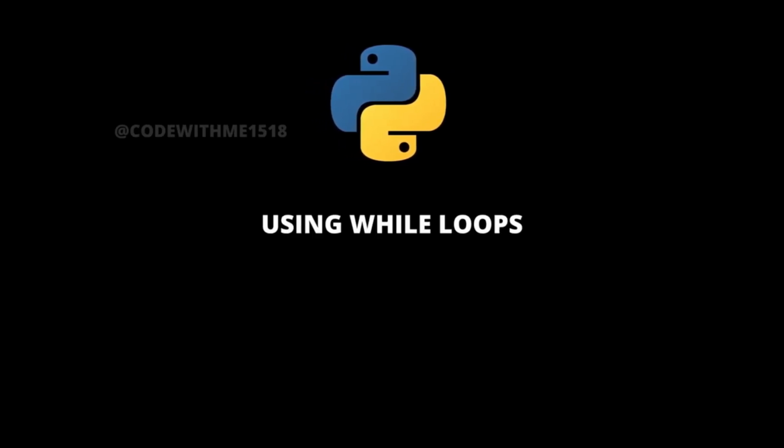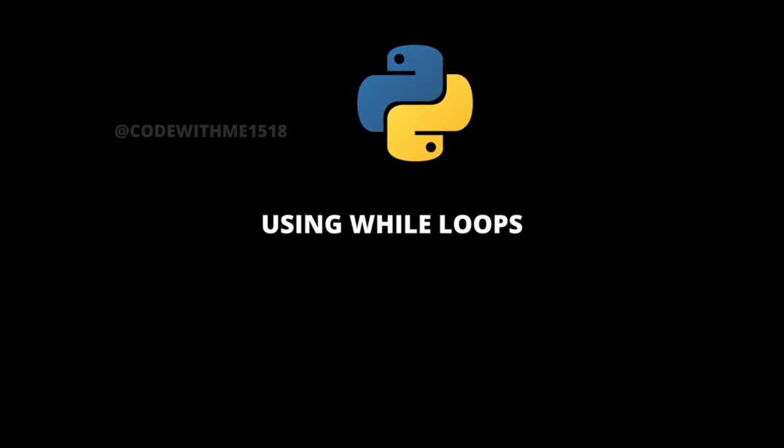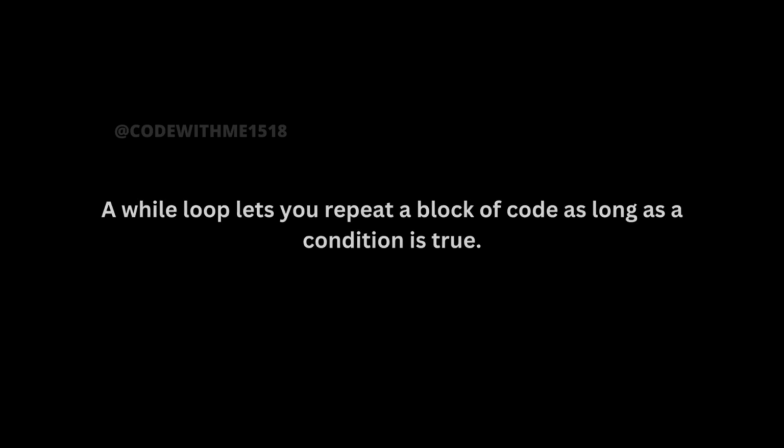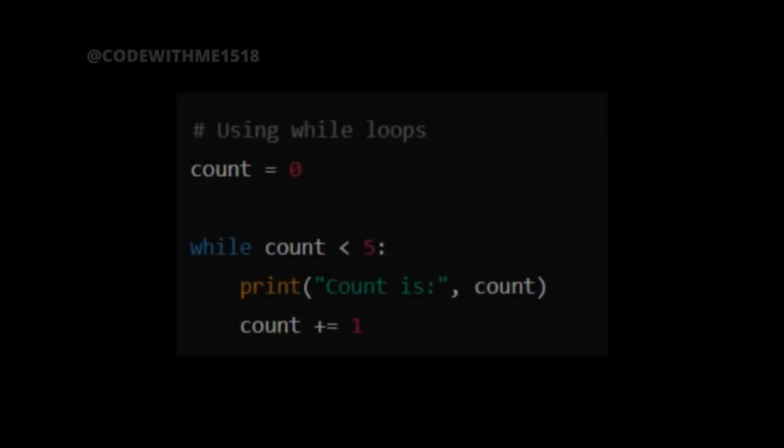Let's dive in. Using while loops. A while loop lets you repeat a block of code as long as a condition is true. Here's a simple example. In this example, the loop runs as long as count is less than 5. Each time the loop runs, count is incremented by 1.